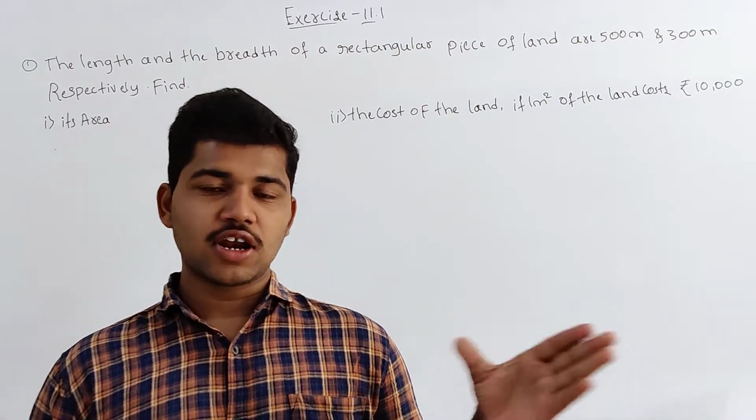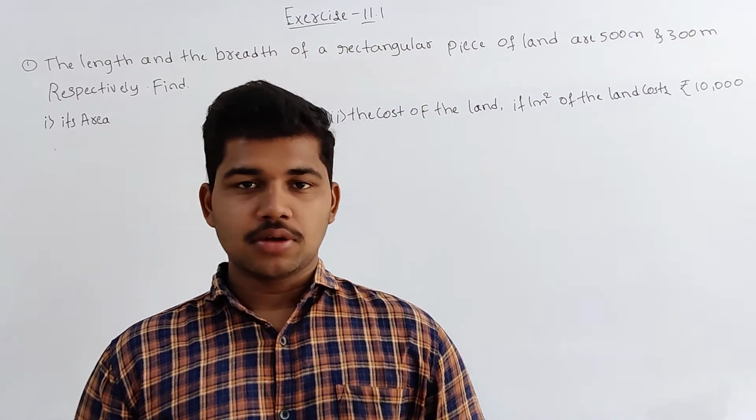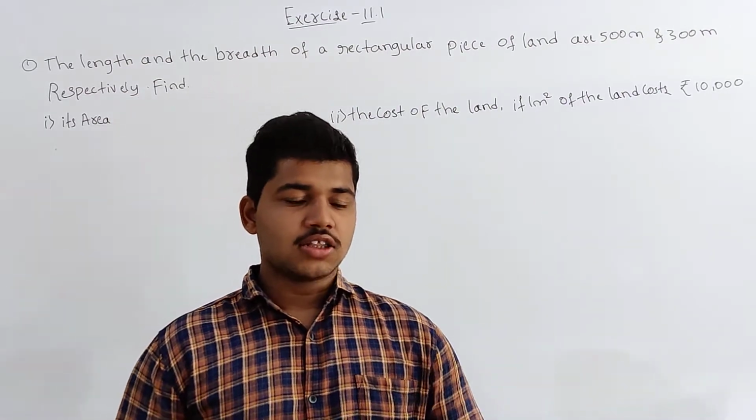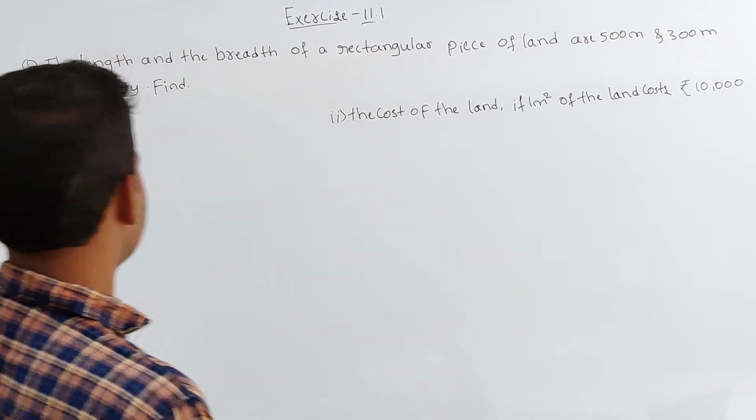In the last class, we already completed the introduction part on the perimeter and the area of the square and the rectangle. In today's class, we will start the 11.1 exercise. Look at the first question.